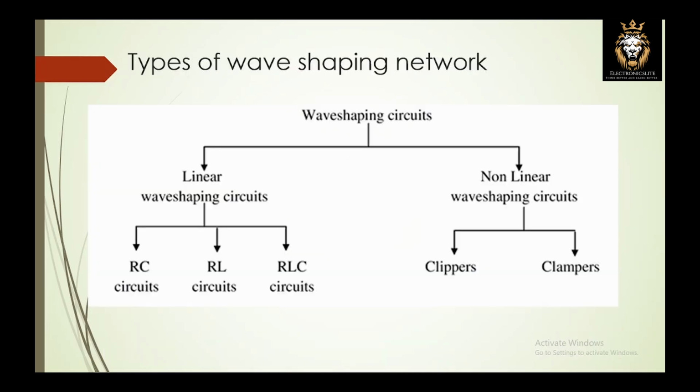Types of wave shaping network. Wave shaping circuits consist of two types. One is linear wave shaping circuits, another one is non-linear wave shaping circuits. The linear wave shaping circuit has three types: one is the RC circuit, another one is the RL circuit, and the third one is the RLC circuit.